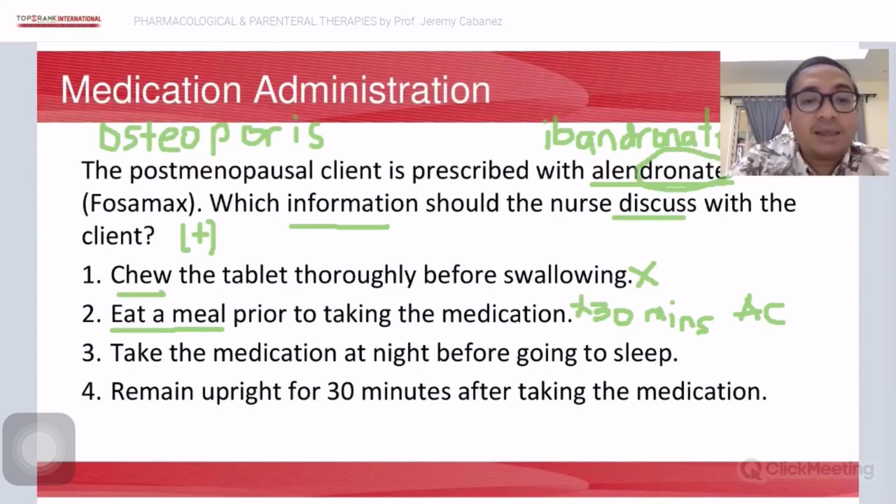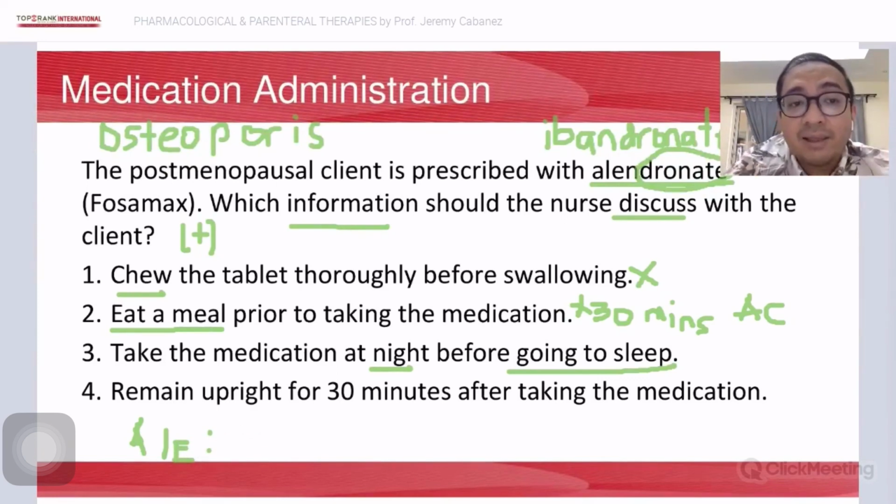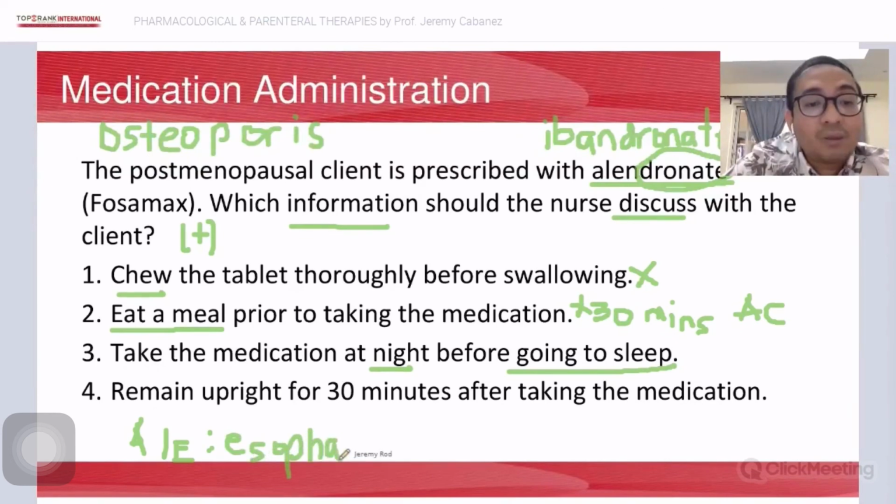Next, number 3, take the medication at night before going to sleep. Is it at night before going to sleep? Ano bang naalala mo pag going to sleep? Ano ba yung adverse effect? The adverse effect of the drug is this drug can cause increase in acidity. Kaya nga hindi mo siya chinuchew kasi meron siyang specific effect. Dahil pag chinew mo yan, lalong magkakaroon ng acidity. So therefore, ang adverse effect talaga po nito is esophagitis. Kasi acidic nga yan, so pwedeng magkaroon ng GERD. Pwedeng mag-cause ng reflux that can lead to esophagitis.